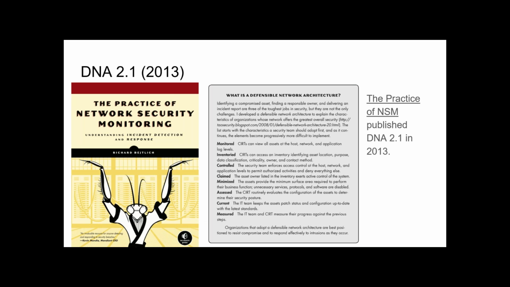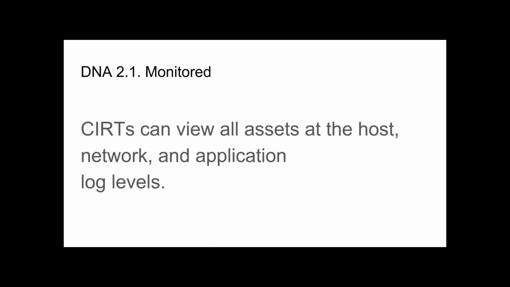So when I wrote my last book, I published what I called Defensible Network Architecture 2.1, and it had these points in it, that these were the elements that would give you the greatest chance of resisting compromise and to respond effectively to intrusions as they occur. So I'd like to spend the next few minutes talking about what each of these steps means, and then following that, Matt is going to discuss how Zeek logs and we'll both talk about how Zeek in general can give you, or perhaps can't give you, data that you need to accomplish each one of these steps. So can I have the next slide, please?